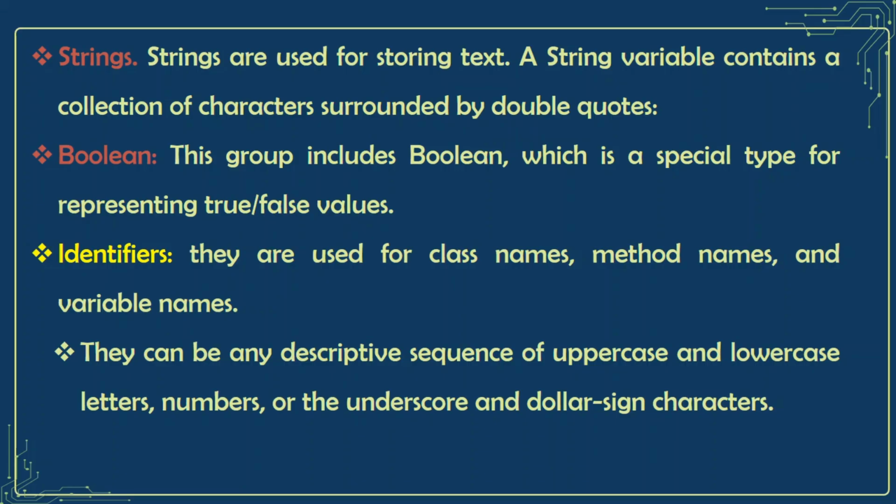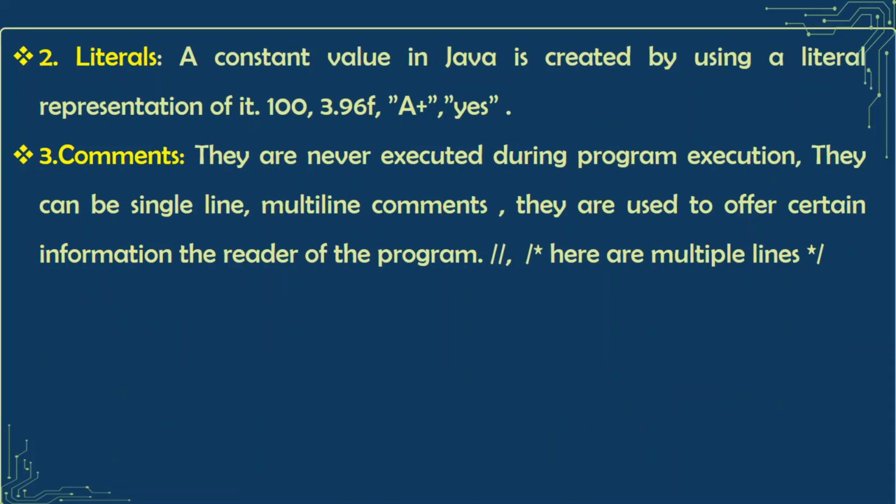The other is identifiers. They are used for class names, method names, and variable names. They can be any descriptive sequence of uppercase and lowercase letters, numbers, and the underscore and dollar sign characters. There is a rule for using identifiers. An identifier cannot start with a number. We cannot use a hyphen. We cannot use the backward slash and forward slash. So we have to use valid identifiers for class names, method names, and variable names.